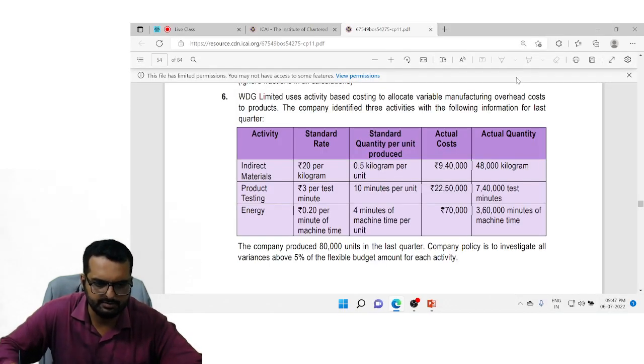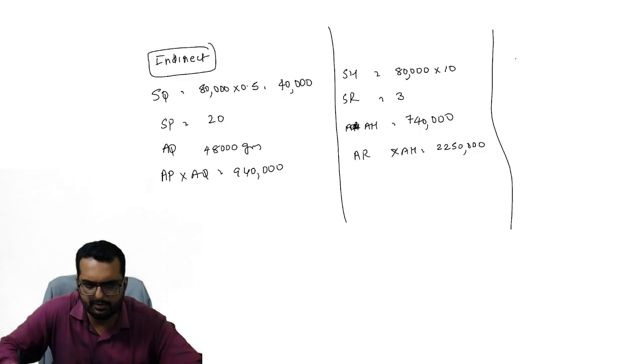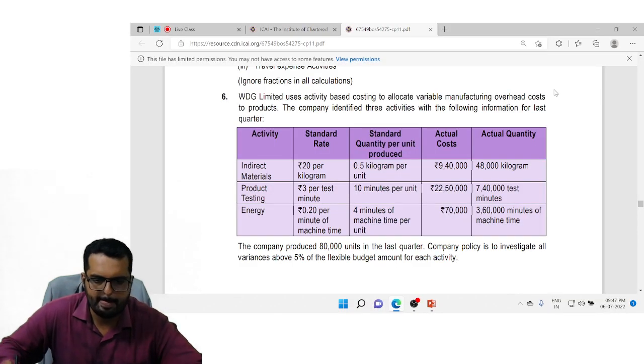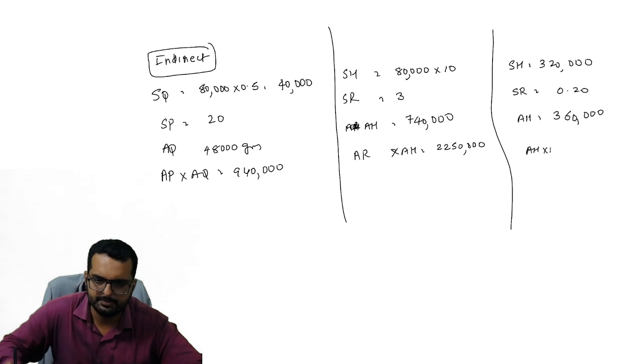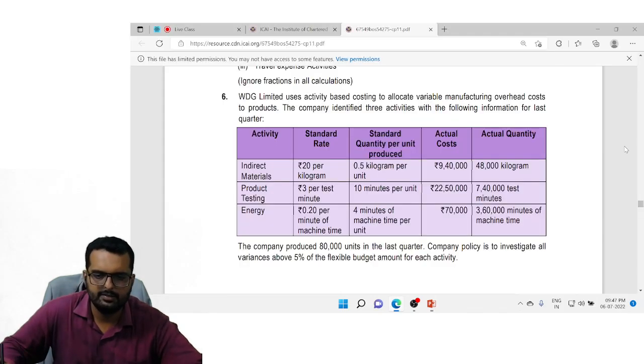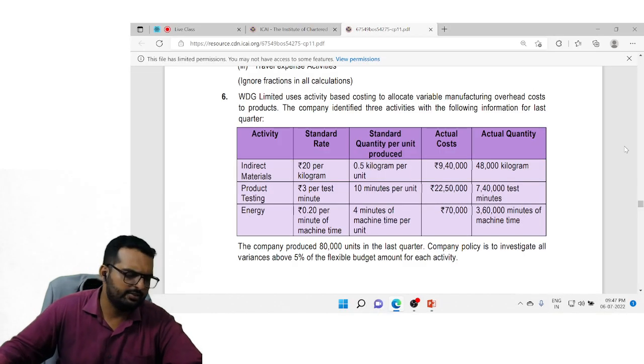Last one, energy. There 80,000 into 4 minutes will give you 3 lakh 20,000. SR will be 0.2. AH is 3,60,000. AH into AR is how much? 70,000. Please do the rest on your own, friends.